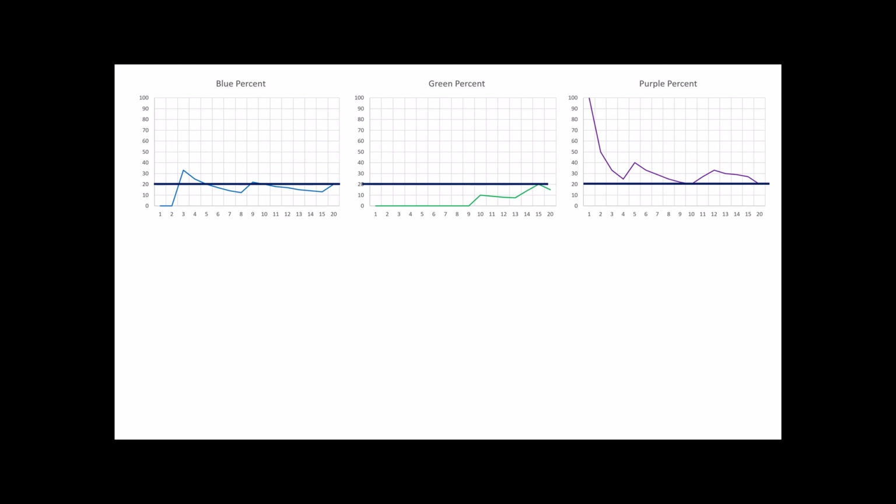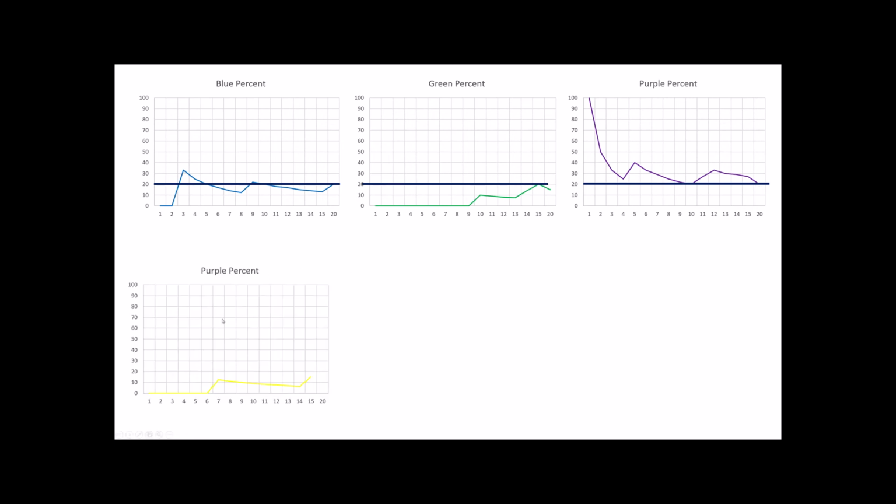Here's the purple section. Notice that purple was the first one we got, so it started off at 100%. Then we didn't get it, we didn't get it, we didn't get it, got another one. Didn't get it, didn't get it, didn't get it, got another one. You're seeing that because purple occurred first, it's starting off with a really high experimental probability. But over time, it's starting to even out more and more, getting closer and closer to that 20% mark.